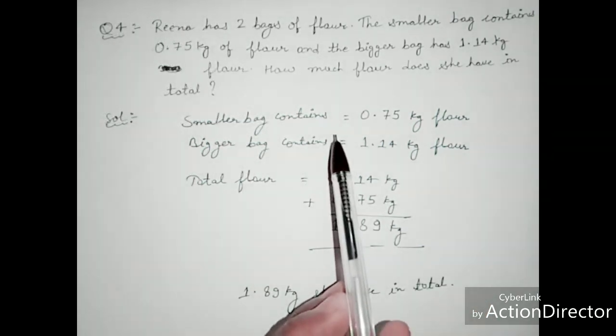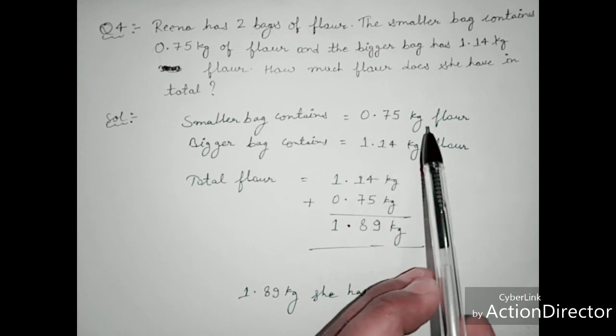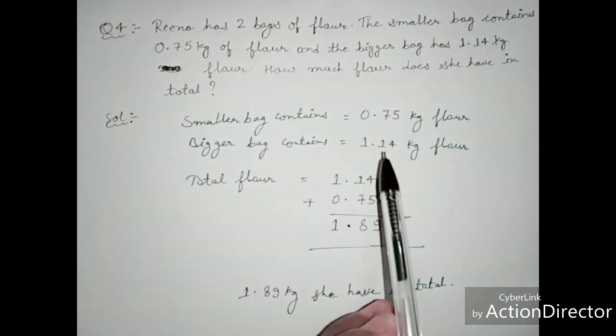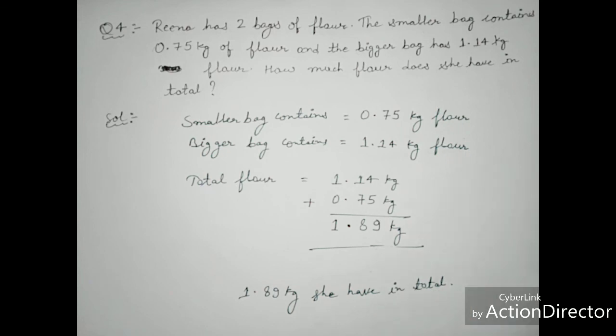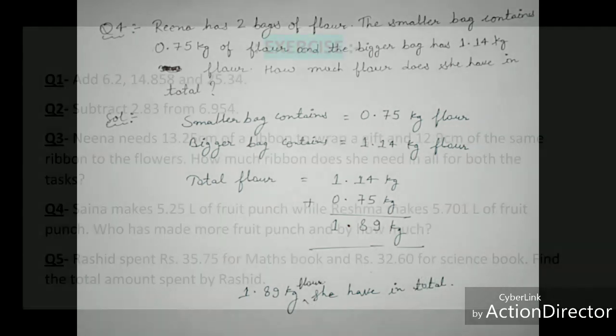So here a smaller bag contains 0.75 kilogram flour and bigger bag contains 1.14 kilogram flour. So for total flour, we add these both values. So 1.14 kilogram plus 0.75 kilogram, and when we add these both values it gives the sum 1.89 kilogram. So the total flour is equal to 1.89 kilogram. So 1.89 kilogram flour we have in total.